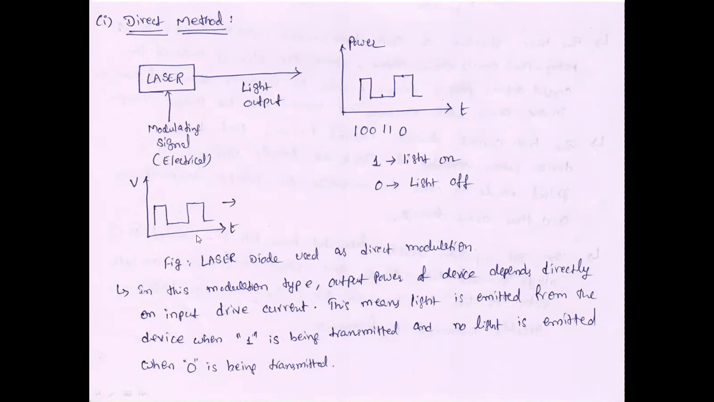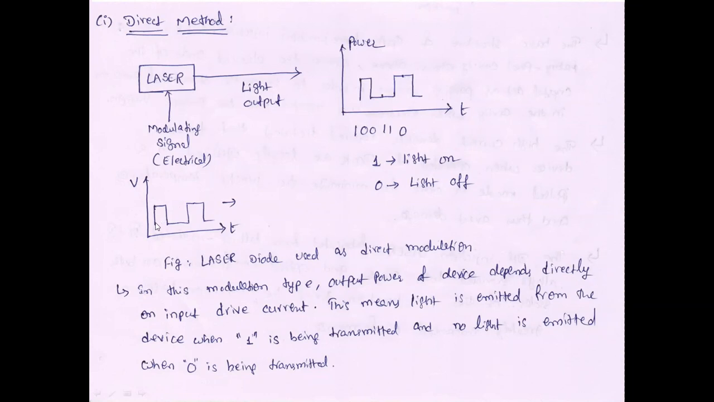We are taking the input electrical signal as a square waveform, with the x-axis as time period and the y-axis as voltage. Suppose this is a square waveform which is generated and given to the laser. We get the output as an optical signal. That is, the input is voltage, the output is power.